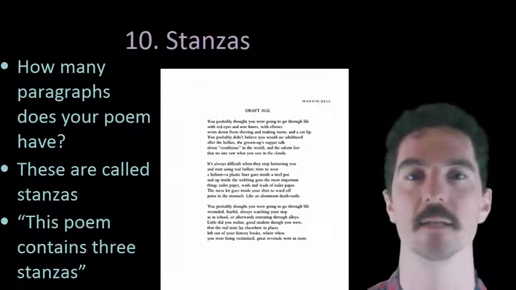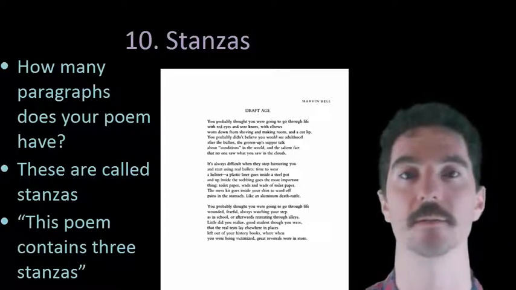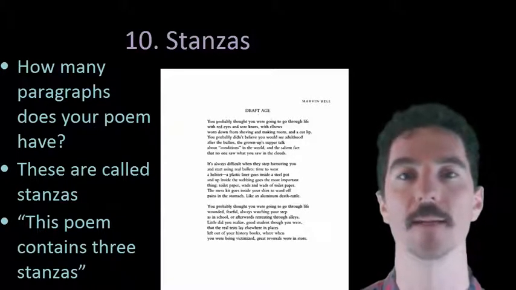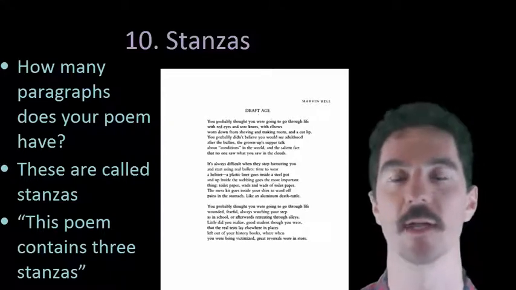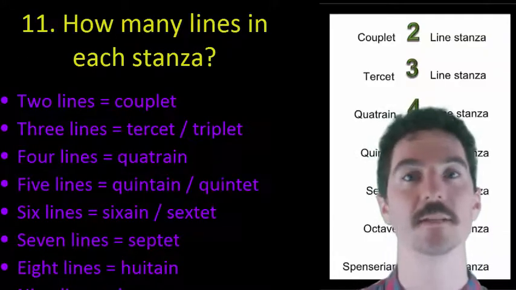10 is stanzas. In an essay, you call a group of text paragraphs. In a poem, they're called stanzas. Alright, this is where it gets a bit tricky. You can refer to your stanzas based on how many lines are in each. And to do this, I'll need to look down.